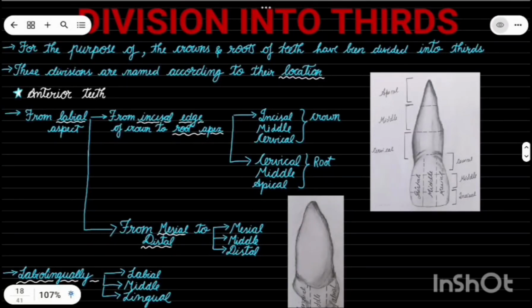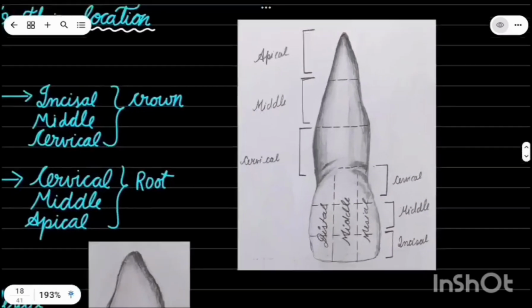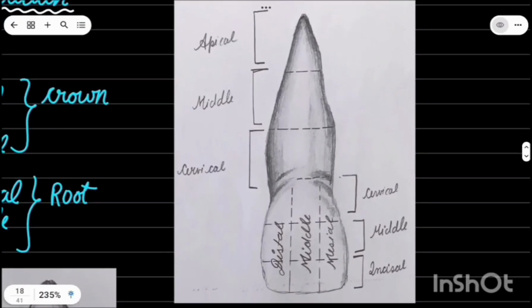Moving on, the next topic that we have is division into thirds. For the purpose of describing which part of the tooth we are talking about, we will divide the crown and the root into 3 different parts. These parts are named according to their location. Starting with the anterior teeth, this is the labial aspect of the tooth. So this is the incisal ridge and this is the apex of the tooth.